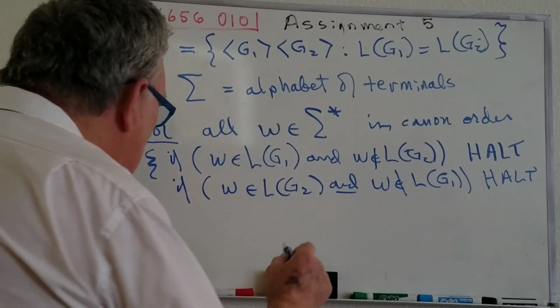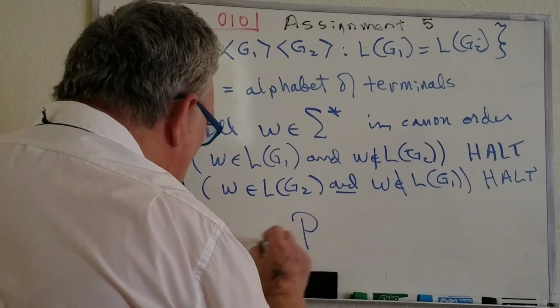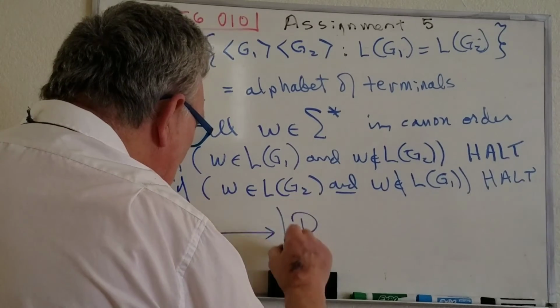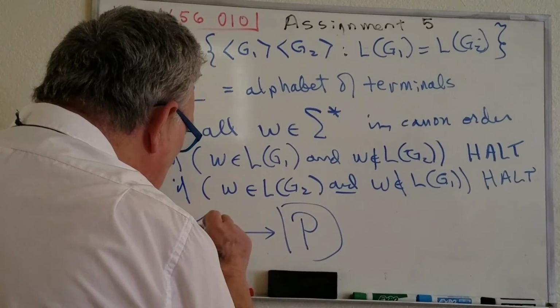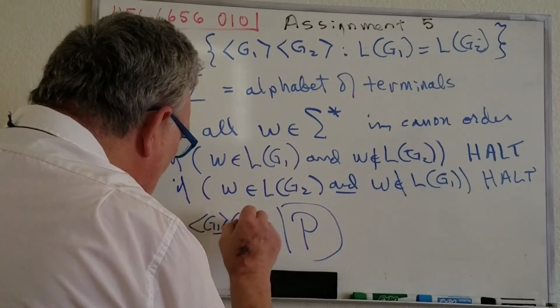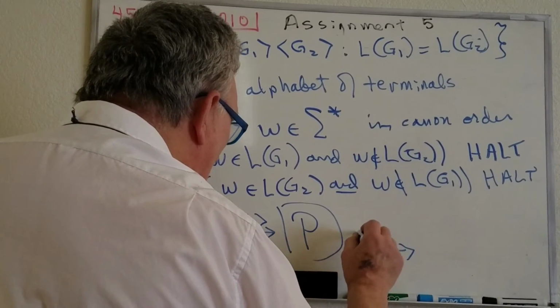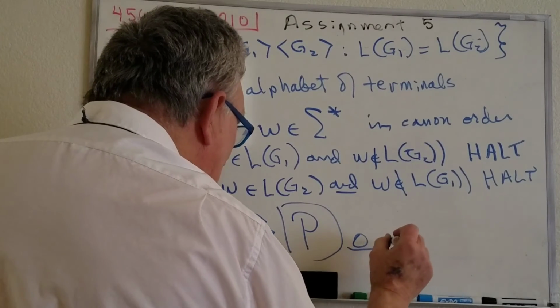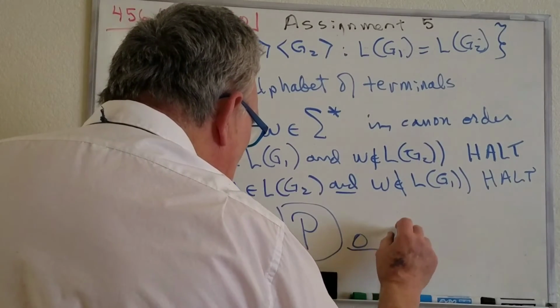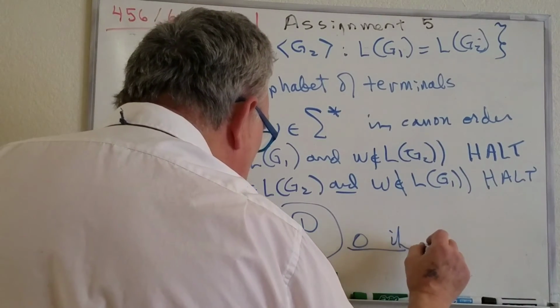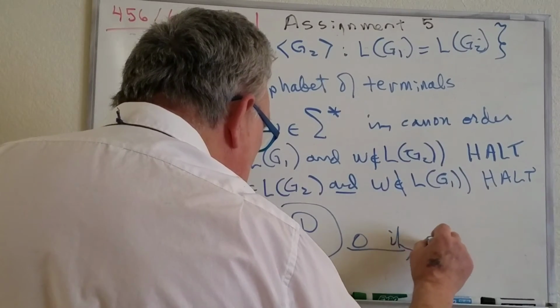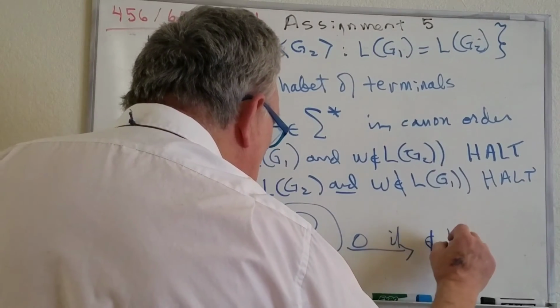And so what happens is, if we have our program P, and we input the string G1, G2, we will get no. We're going to get this answer if this is not a member of the language.